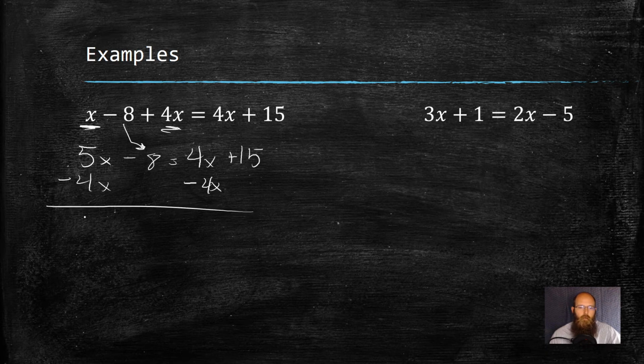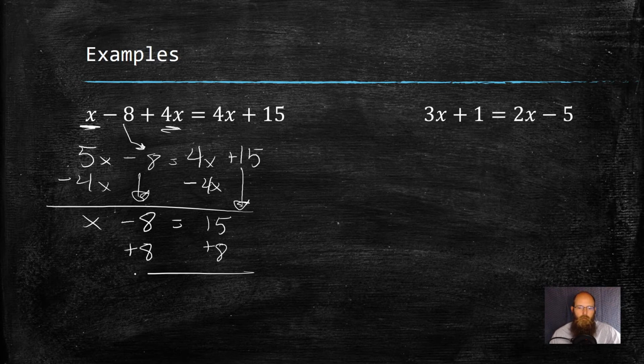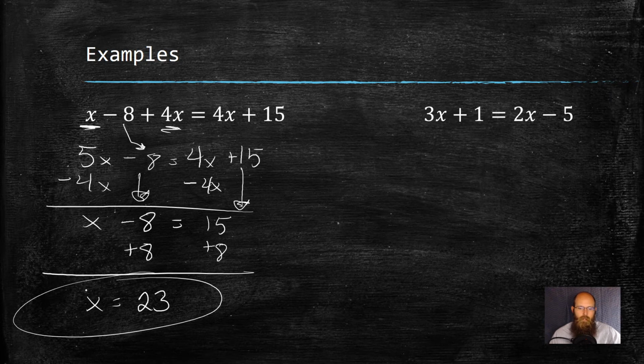And now I have just an x. I'm going to bring over my minus 8, bring down my 15. Now I'm going to add this 8 over because it's already a minus 8. So I want to do the opposite of that. So I'm going to add 8. So now x equals 23. Kind of a big number, but not too shabby, right?